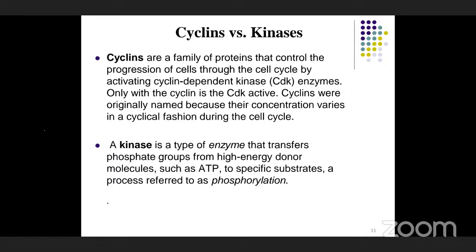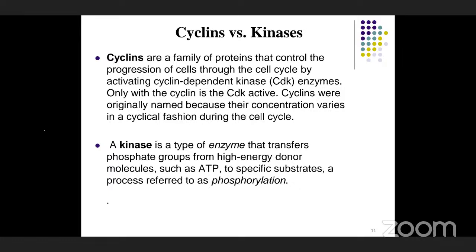Cyclins are a family of proteins that control the progression of cells through the cell cycle. That means the cell will check at every stage, that is G1, S, G2 and M phase. Every phase should be proper. Only then will the cell cycle or cell division complete. If it is not correctly done, then it will stop there.